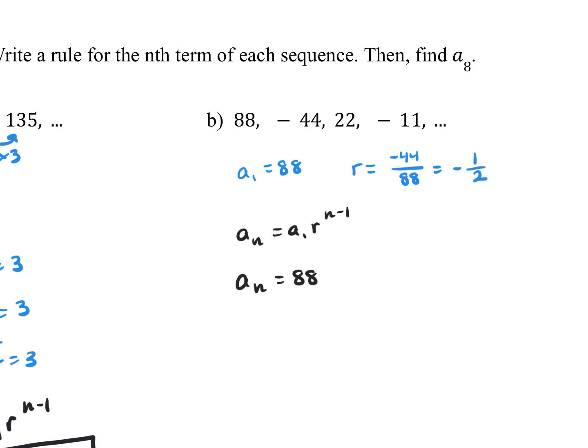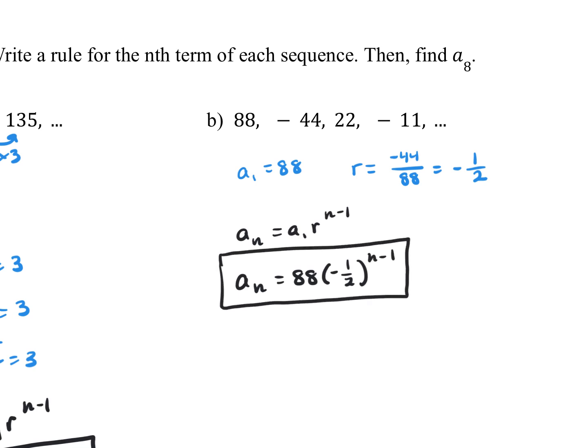All right, so here's my geometric sequence formula. A sub 1 is 88, and then times negative 1/2 to the power of n minus 1. And then we're going to use that to find the 8th term.